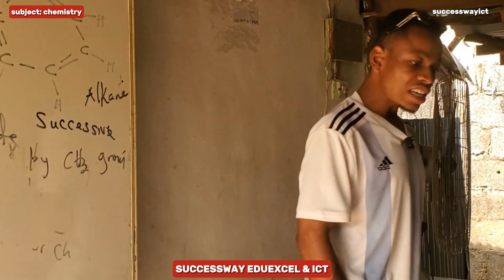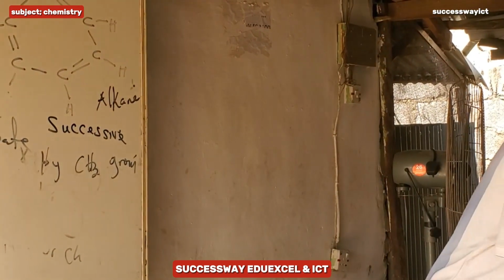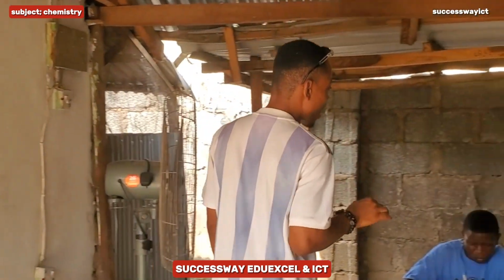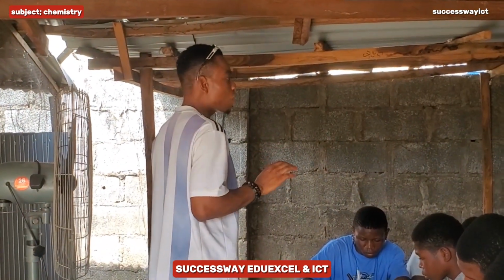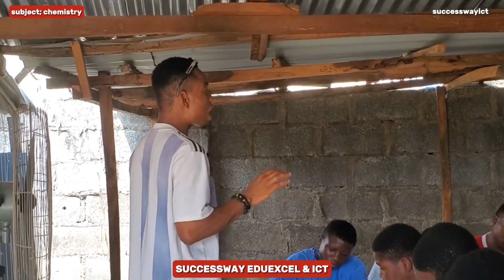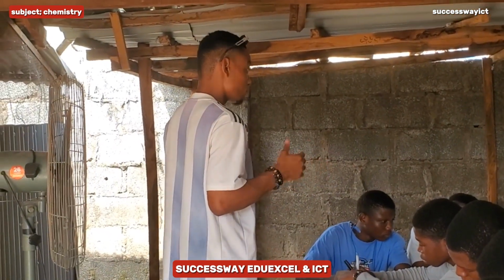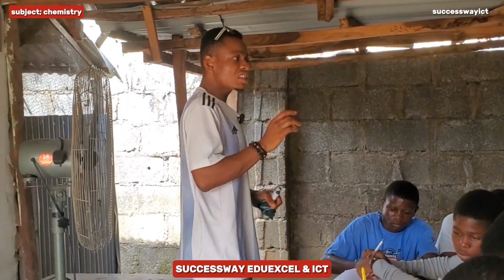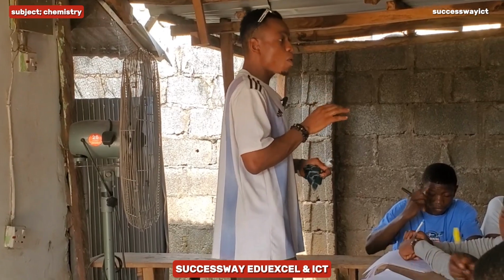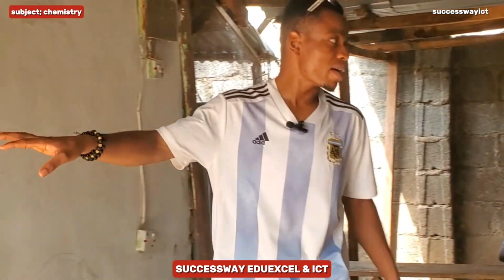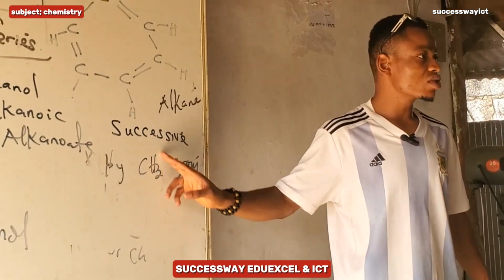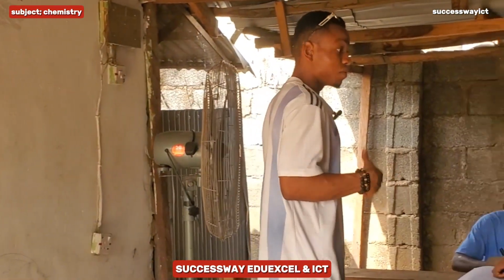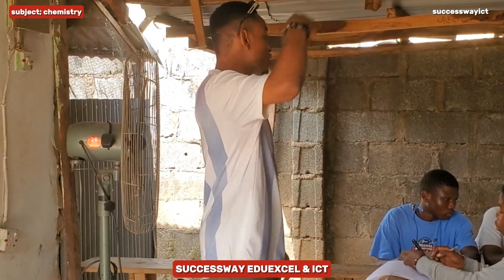Each successive member differs in its molecular formula. Each successive member differs in its molecular mass by 14. Now remember that each member differs by CH2, right? What will be the molecular mass of this compound? CH2, right? That means it increases by 14.